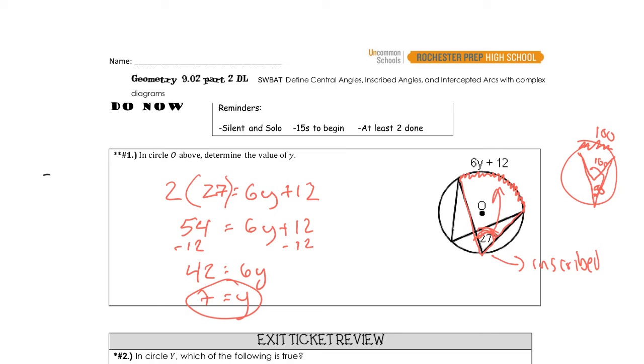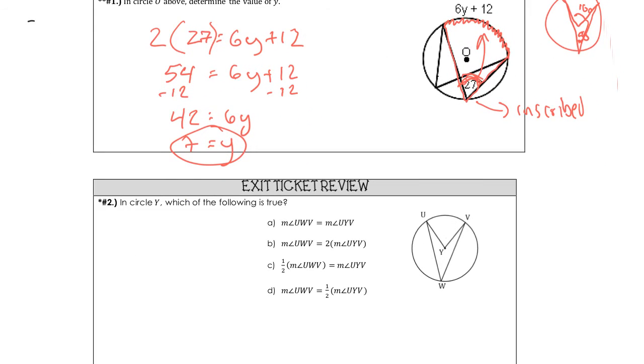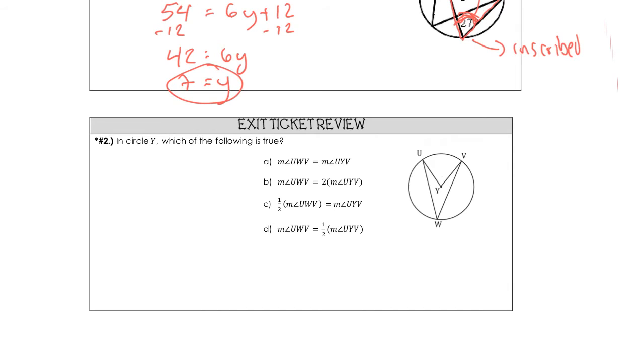So we just found y using what we know about inscribed angles, which is what we learned yesterday. So if you missed yesterday, go back and watch yesterday's video. Now on the exit ticket, most people got the first one right, but the second one we got incorrect. And this is what the second one looked like. So in circle Y, which of the following is true?